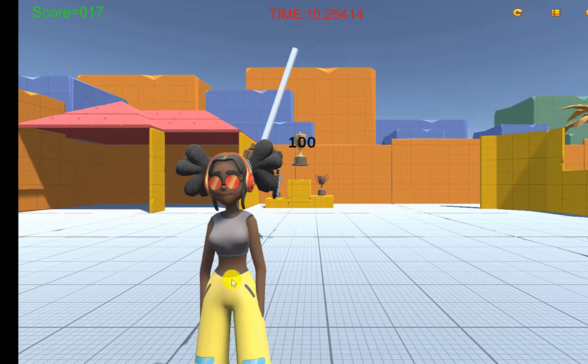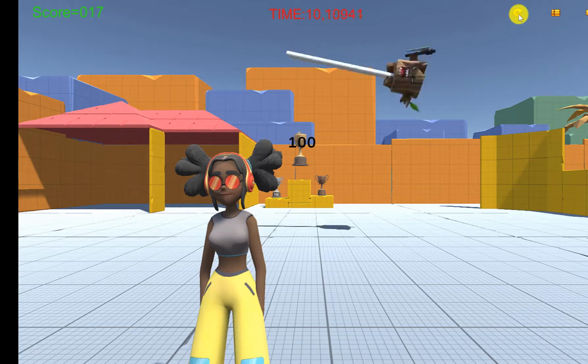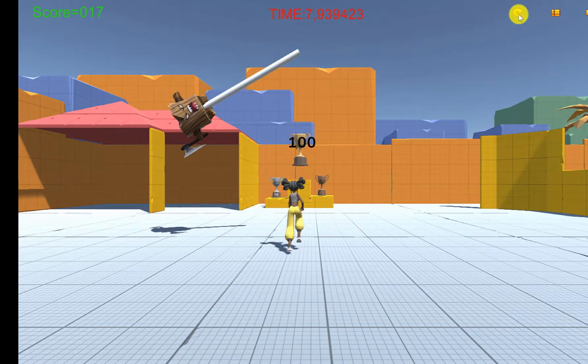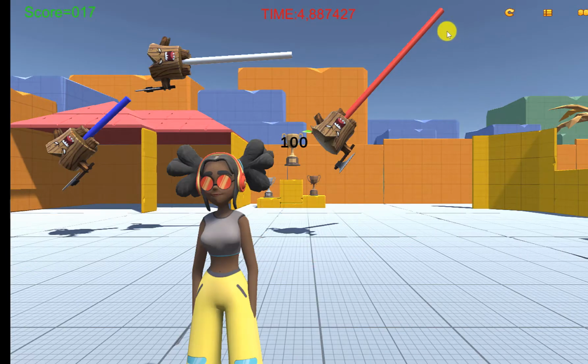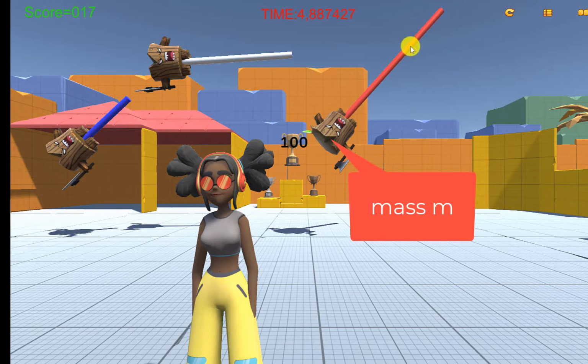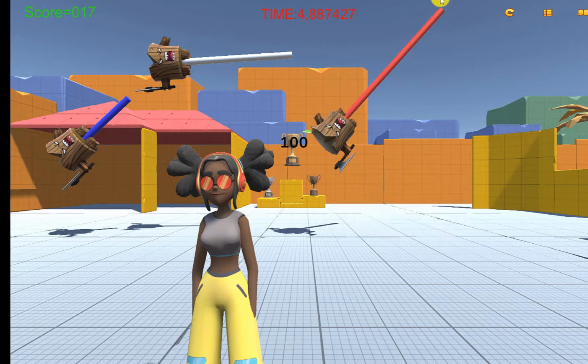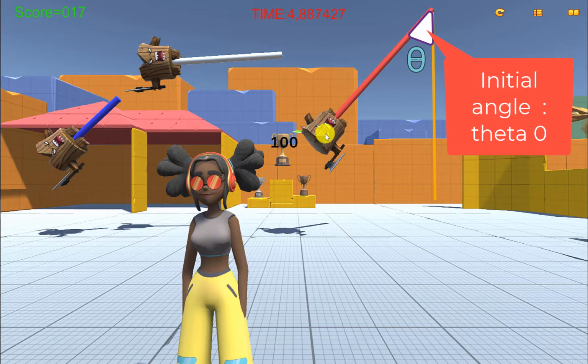Guys, if you don't think a little bit and choose the bad pendulum, here is what could happen. So guys, what is a pendulum? A pendulum is a thread whose length is L. You hang it to a mass whose value is M, and you move it away from the vertical line with an angle called theta 0 sometimes.